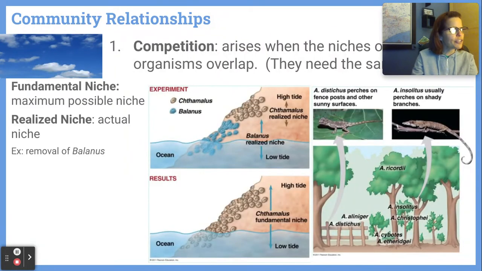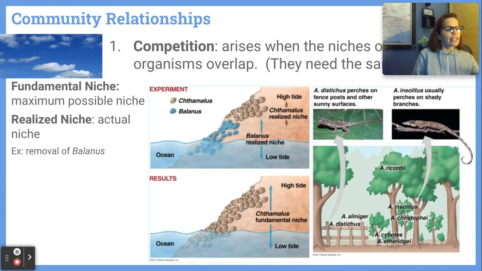And then I just wanted to mention about competition. That's when I'm going to pronounce it niche because everybody's laughing at me when I say niche. Competition arises when the niches of two organisms overlap, when they need the same things. And so we just mentioned here, in particular, niche partitioning is important.